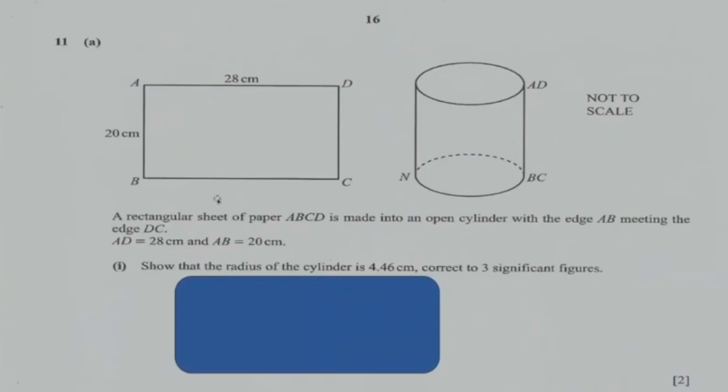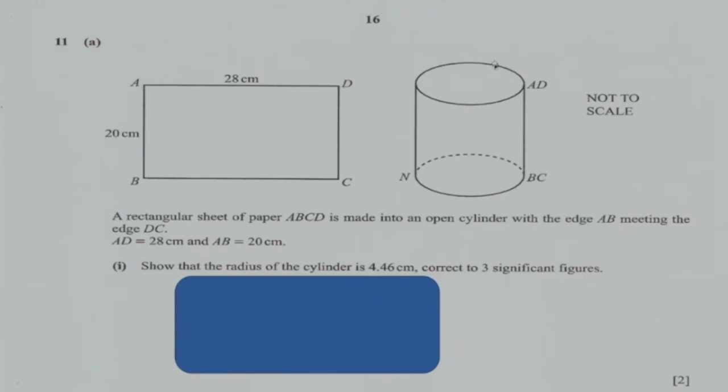Question number 11. A rectangle sheet of paper ABCD is made into an open cylinder with AB meeting DC. From this cylinder has made, AD equals 28 centimeter and AB 20 centimeter. Show that the radius of the cylinder is 4.46, correct to three significant figures.